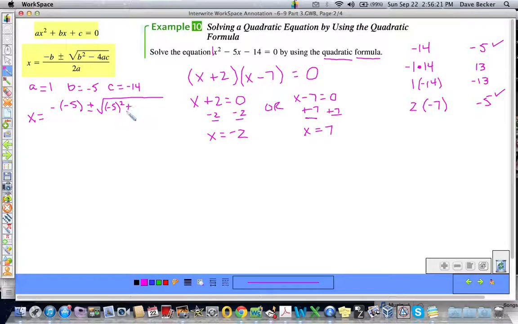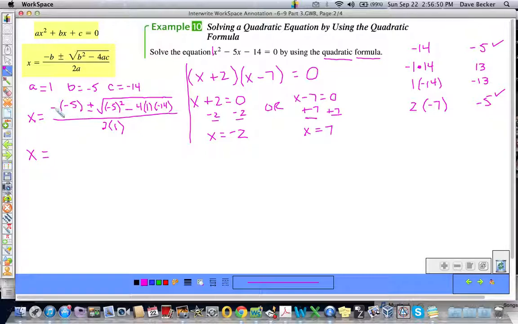Plus or minus, no, not plus or minus, what's the matter with you, Becker? B squared minus 4AC, so that's 4 times 1 times negative 14. I was hoping not to have to extend the square root, but there we go. Okay, let's put a line there so we don't get confused. All over 2 times A, and A is 1, so that's 2 times 1. Now it's just a matter of simplifying.